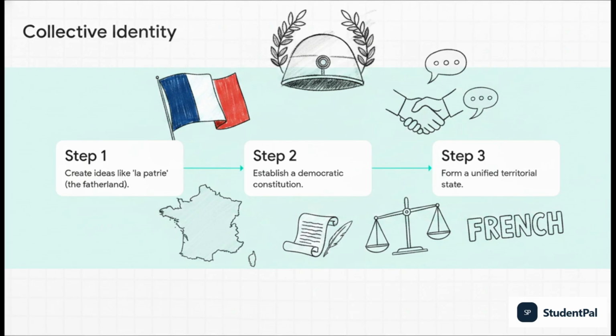Take this very common textbook question. What steps did the French revolutionaries take to create a sense of collective identity? To ace this in your board exams, you need rock-solid points. 1. They created a sense of collective identity through ideas like la patrie, meaning the fatherland, and a brand new French flag. 2. They pushed hard for a democratic constitution where citizens actually had equal rights. And 3. They formed a unified territorial state with a centralized administrative system, even replacing local dialects with French as the common language of the entire nation.